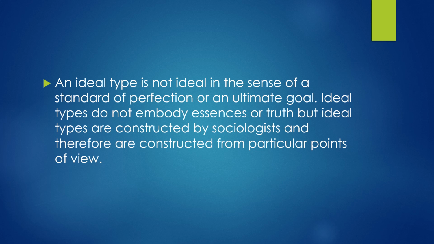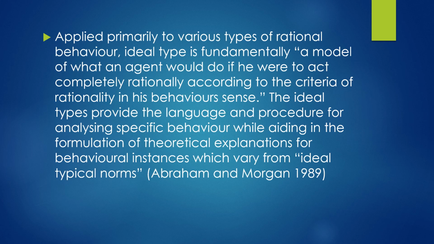Applied primarily to various types of rational behavior, an ideal type is fundamentally a model of what an agent would do if he were to act completely rationally according to the criteria of rationality in his behavior's sense. The ideal types provide the language and procedure for analyzing specific behavior while aiding in the formulation of theoretical explanations for behavioral instances which vary from ideal typical norms.